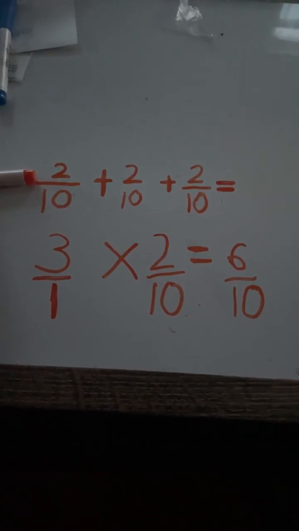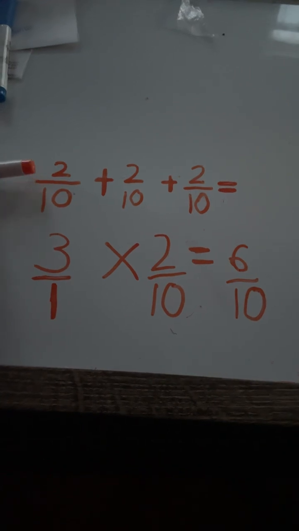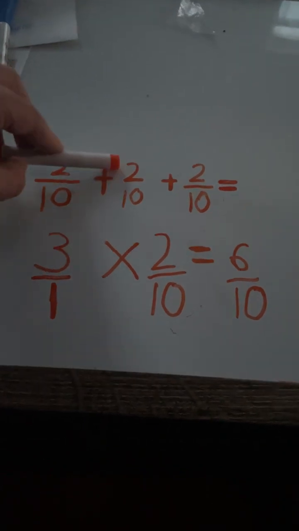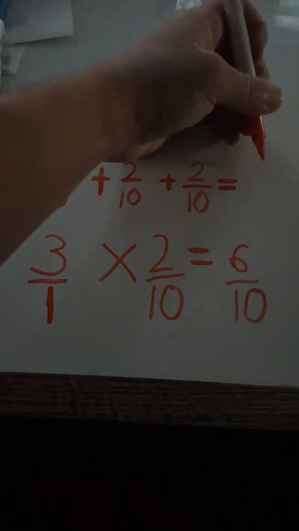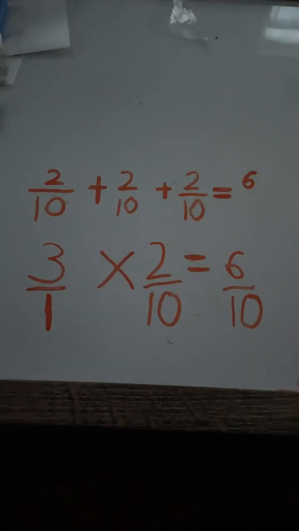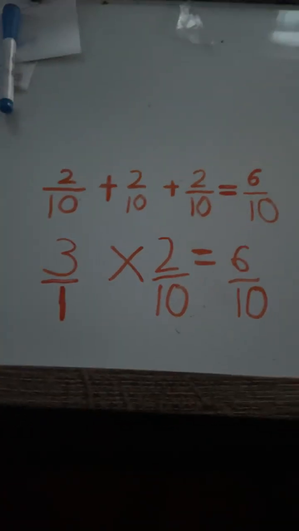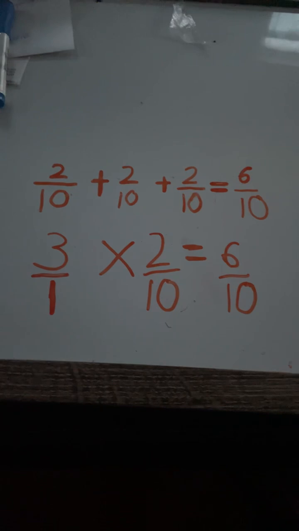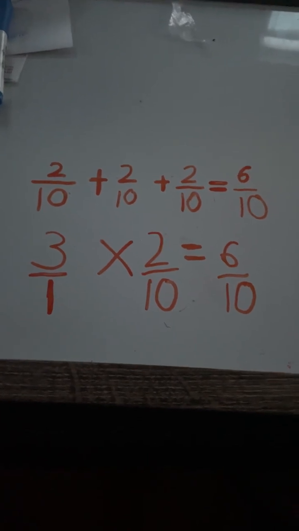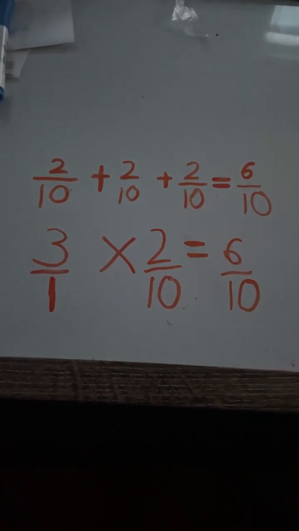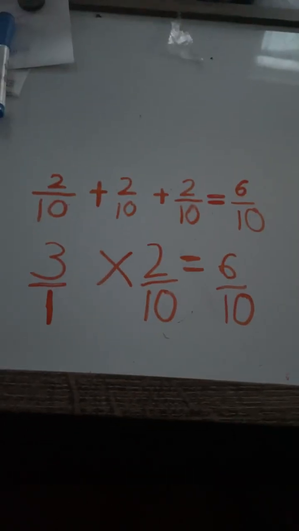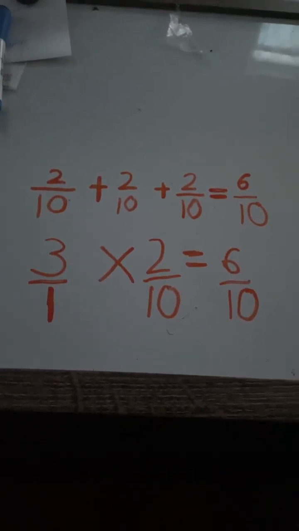So 2/10 plus 2/10 plus 2/10. 2 plus 2 is 4, plus 2 more is 6. And since the denominator is 10, we would leave that the same. As you can see, either method, we get the same answer. 2/10 plus 2/10 plus 2/10 equals 6/10. 3 times 2/10 equals 6/10. Either way, same answer.